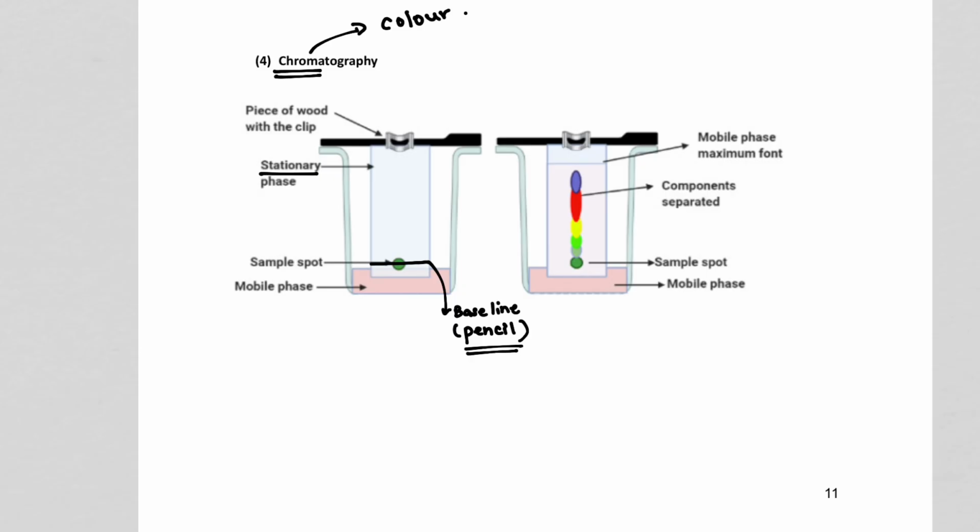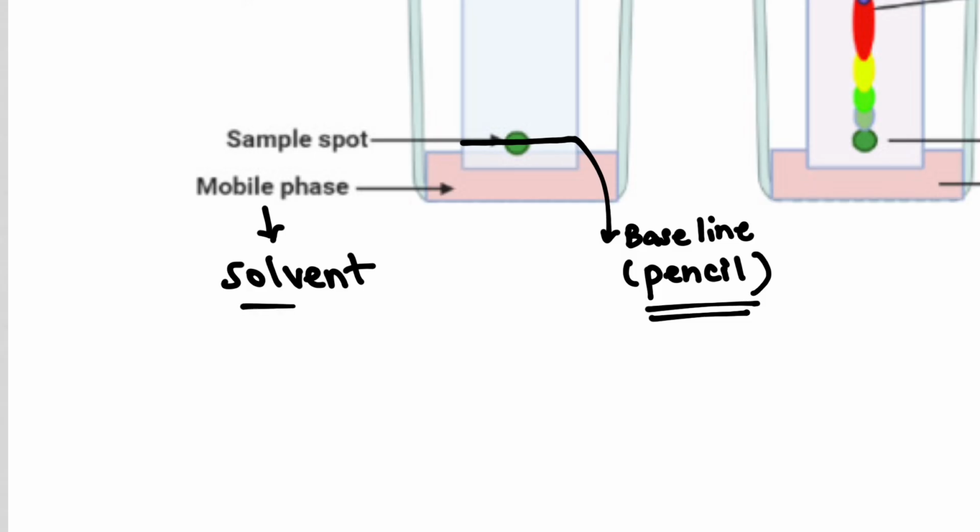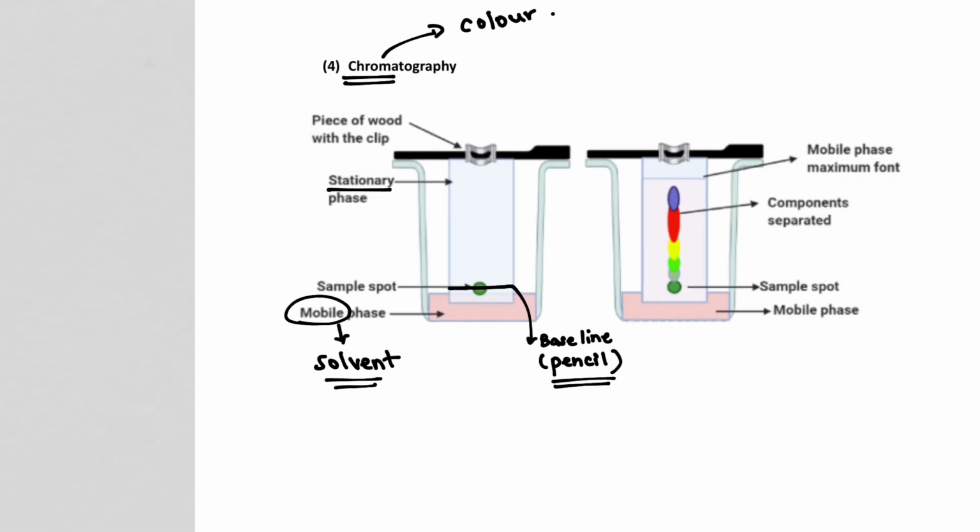And then you have the mobile phase here. The mobile phase is the solvent that we use. It could be water, it could be a mixture of water and alcohol, it could be only alcohol. And it's this part that will move up. So that's why it's called mobile phase. It's going to move up the paper. It's going to move up in the stationary phase.